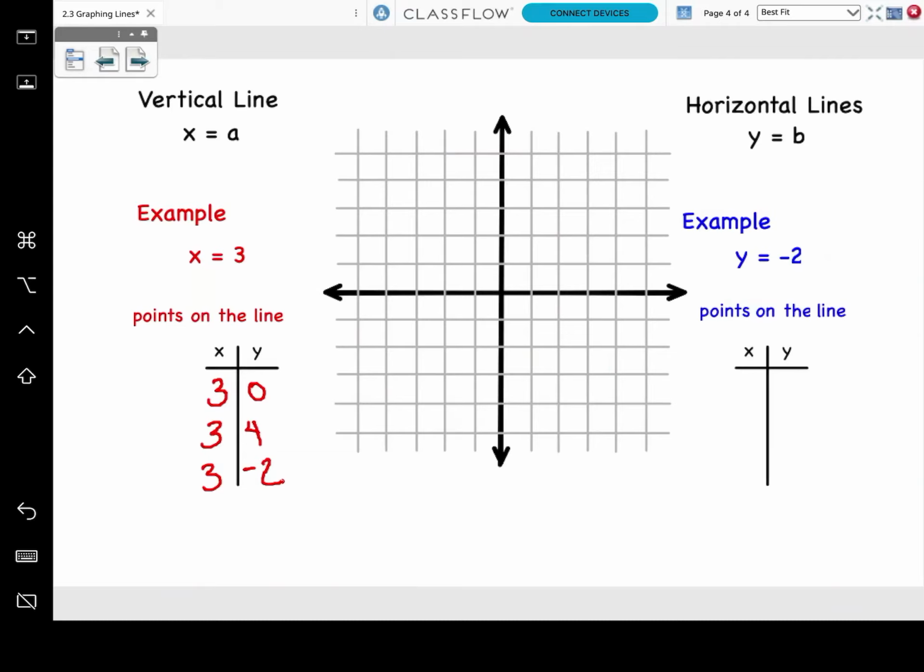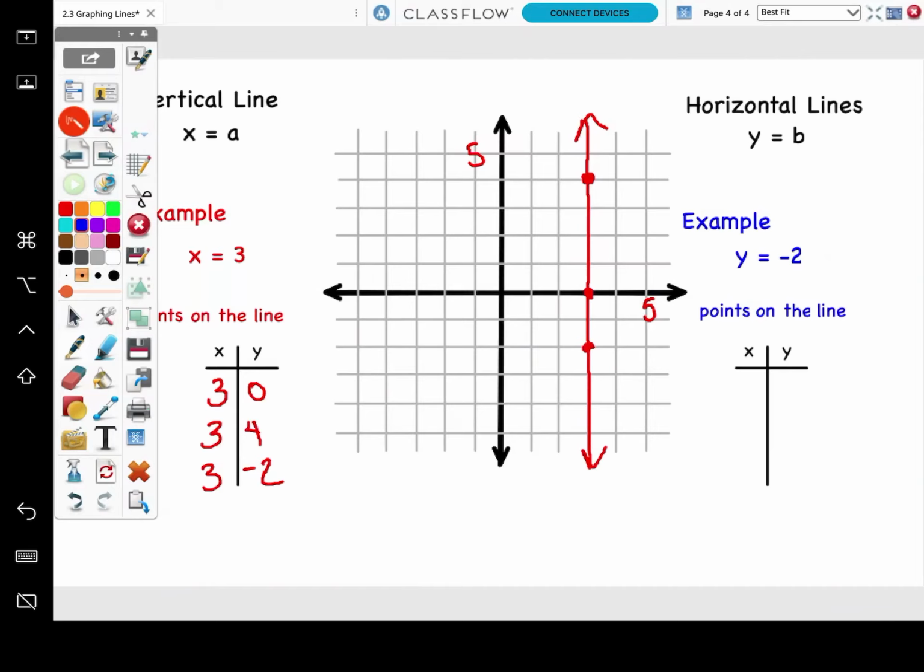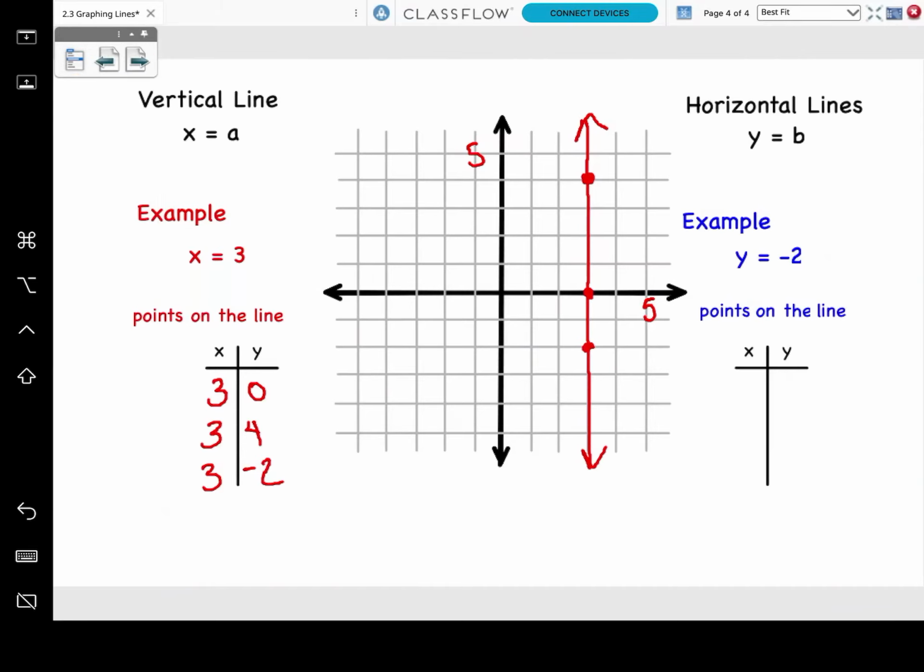So if I plot all of those points, there's (3, 0). There's (3, 4). And here's (3, -2). So you see that all of those points are on a line that is vertical. Okay, so x equals is a vertical line always.